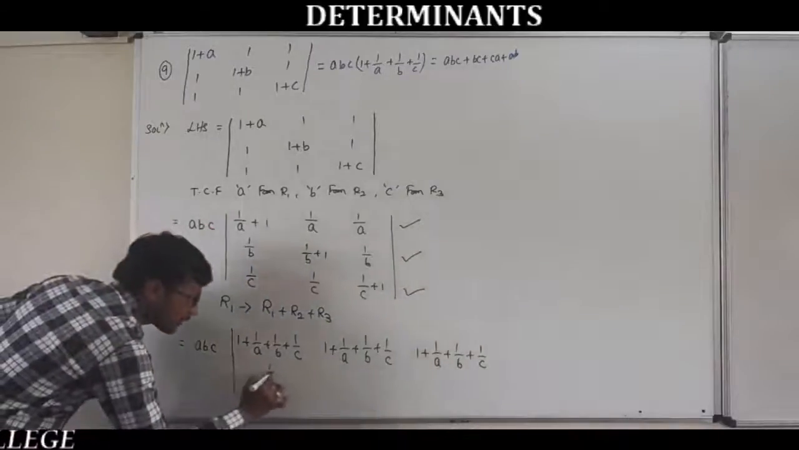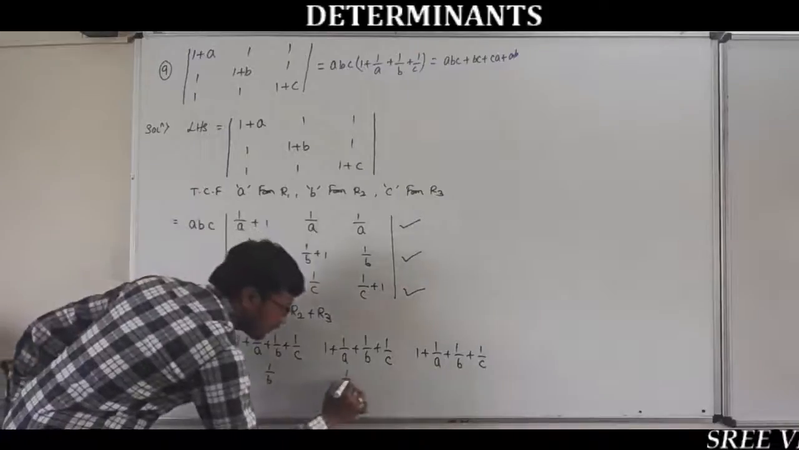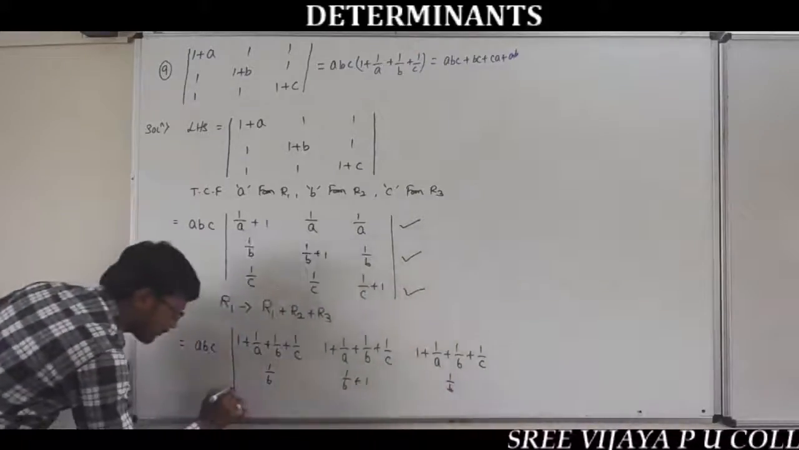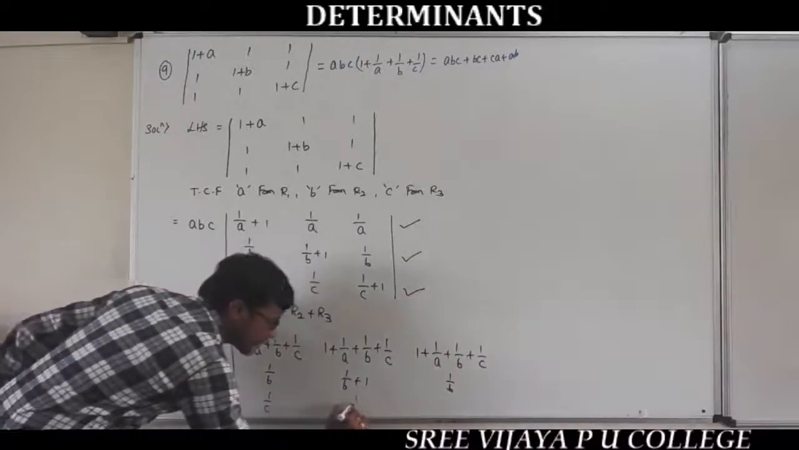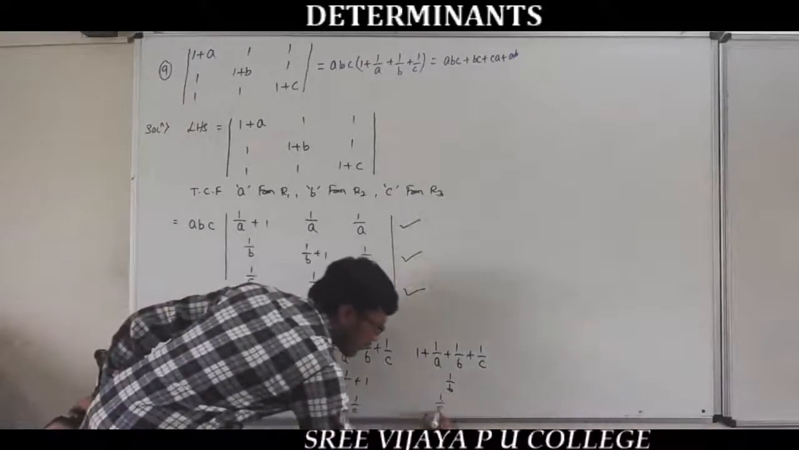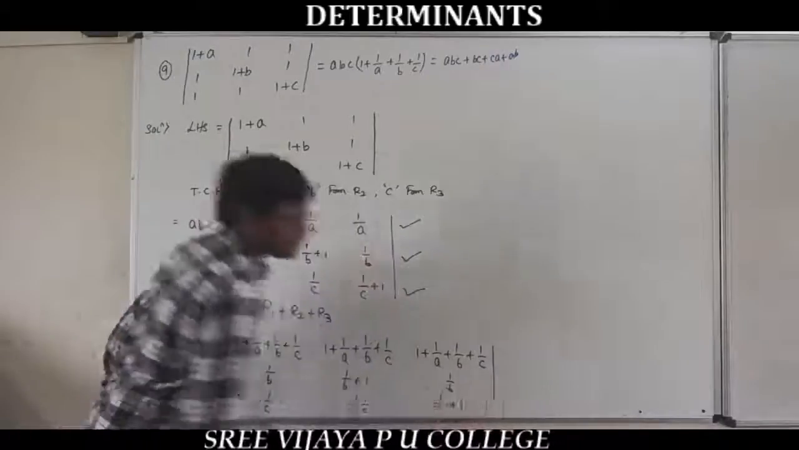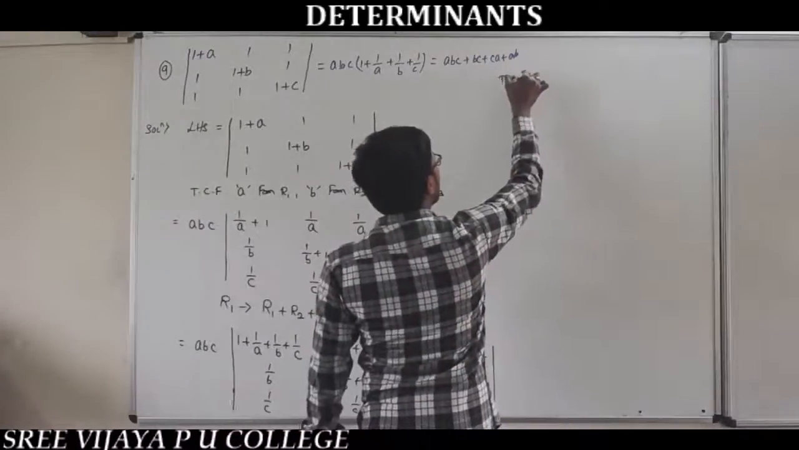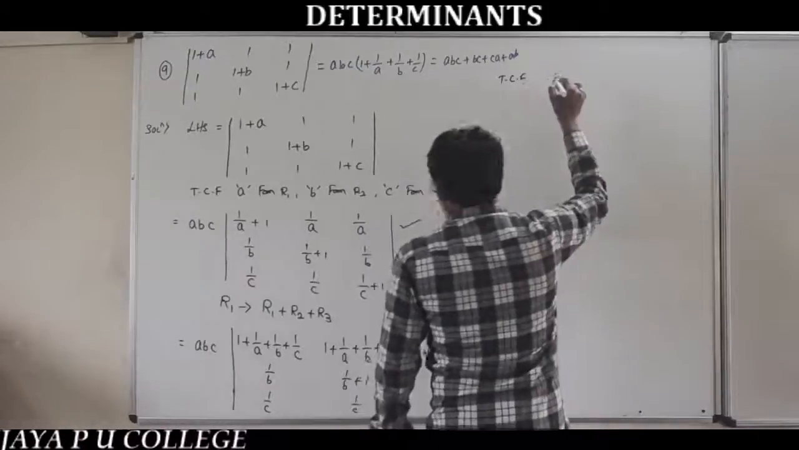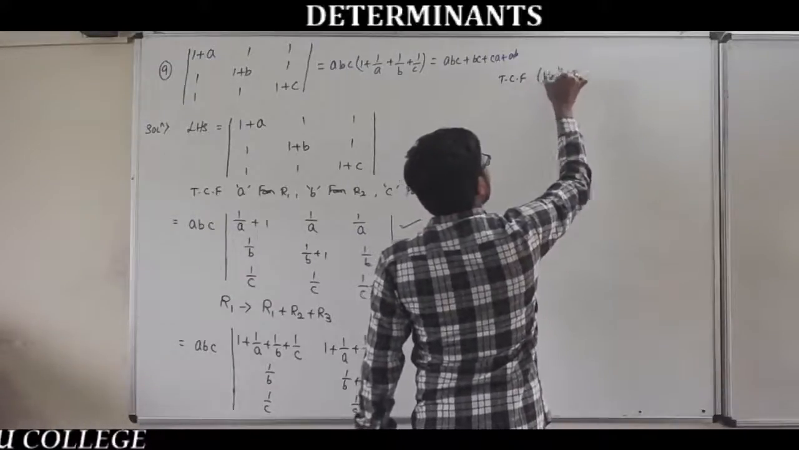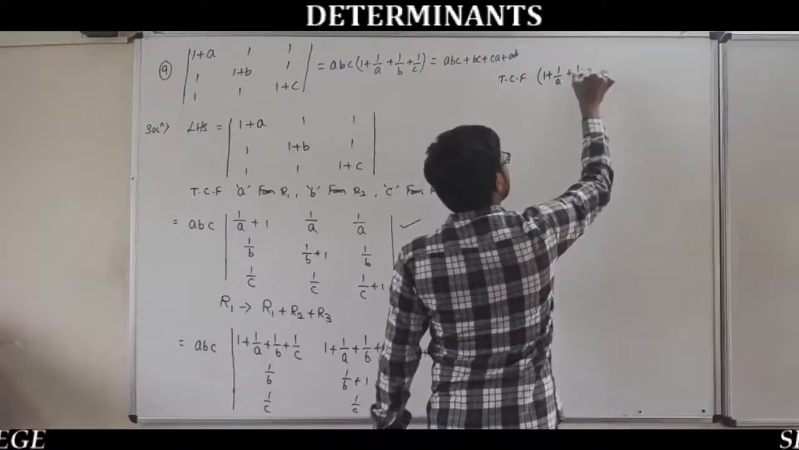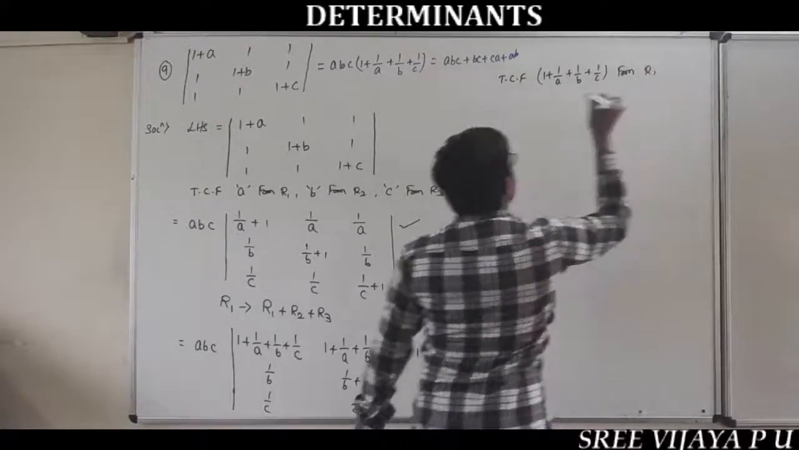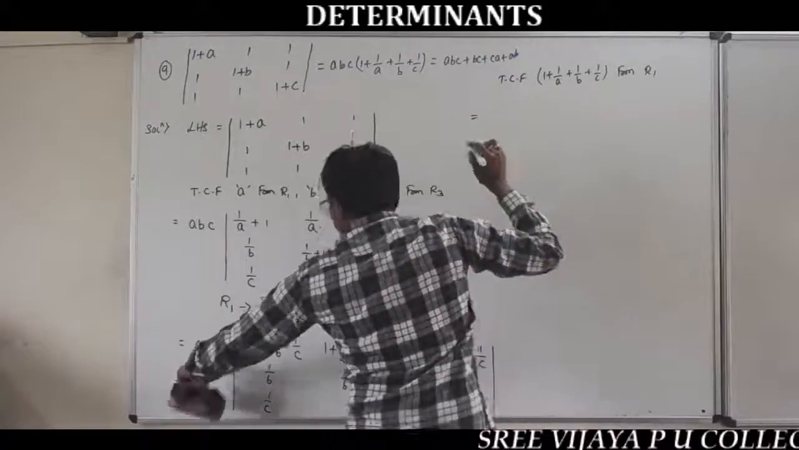So what is R2? 1 by B, 1 by B plus 1, 1 by B. And R3: 1 by C, 1 by C, 1 by C plus 1. Okay. Obviously, what you took as common. So taking common factor, which one? 1 plus 1 by A plus 1 by B plus 1 by C from R1. Sorry, the remaining ABC is already there.